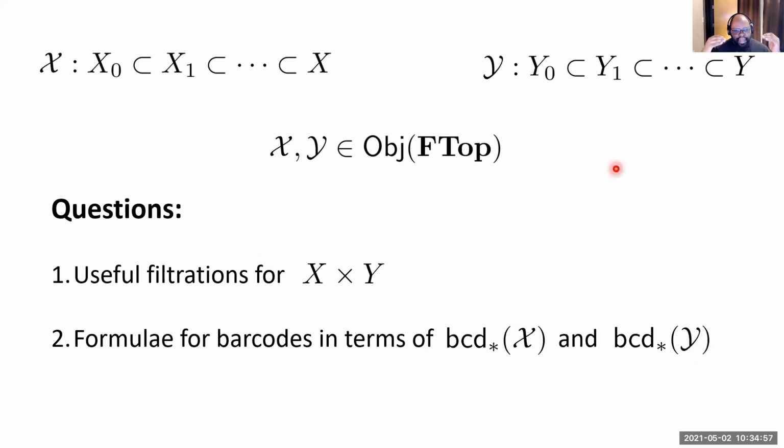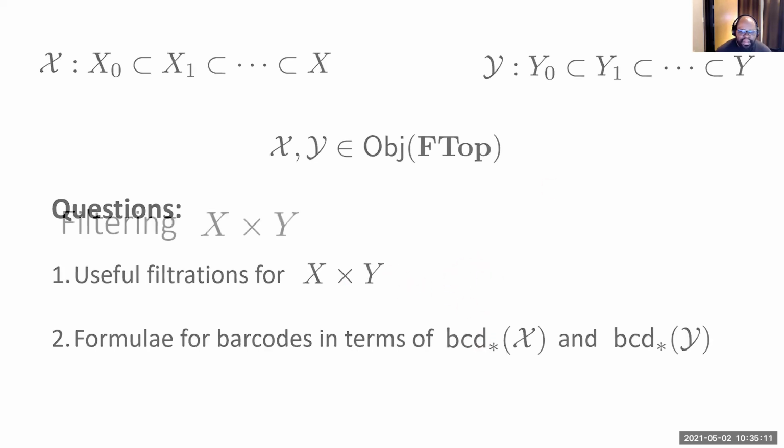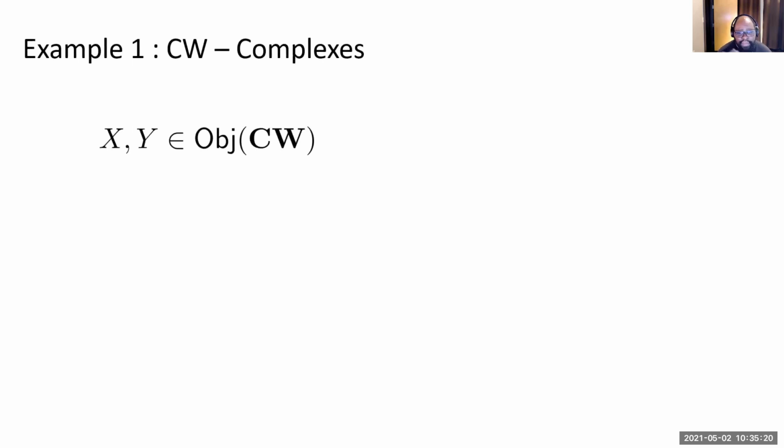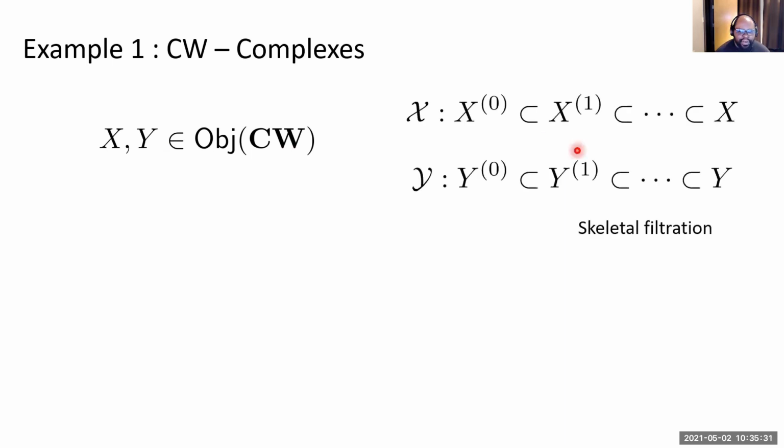Answering these two questions is what we call a persistent Künneth theorem. Giving you a filtration of the product and then figuring out the barcodes of the product in terms of the barcodes of the factors. So how do you filter the product of X and Y? Here's an example that hopefully motivates a filtration. Say that X and Y are CW complexes, so objects in the category CW. A filtration that comes built in is the skeletal filtration, right? The 0-skeleton inside the 1-skeleton and so on.